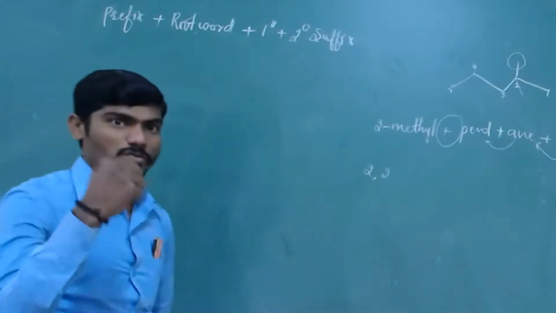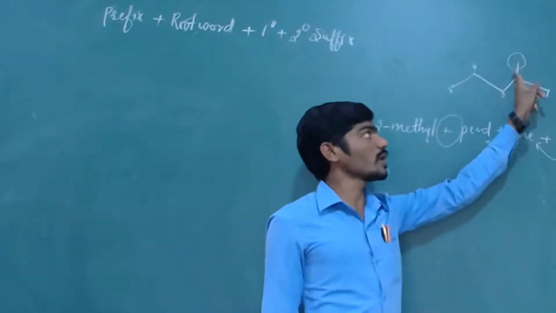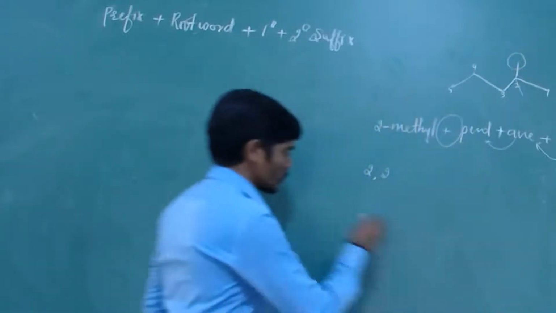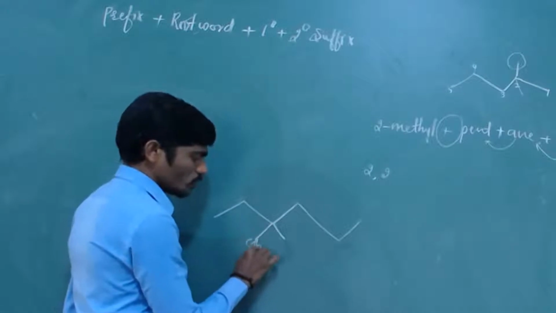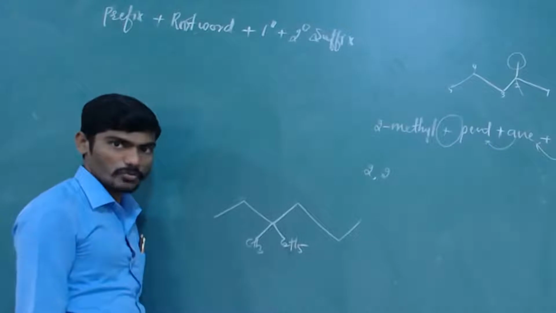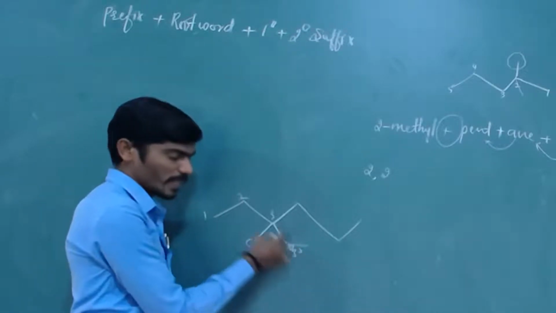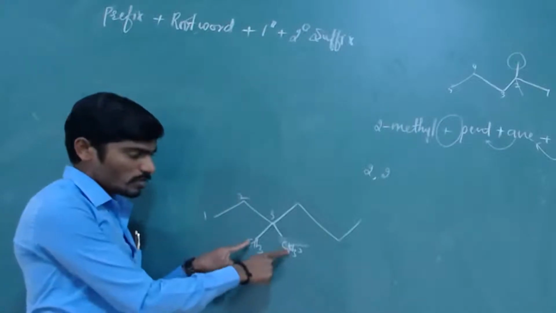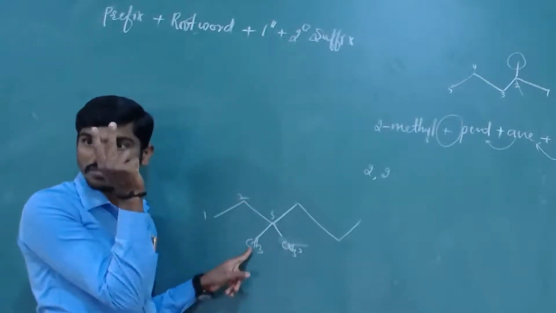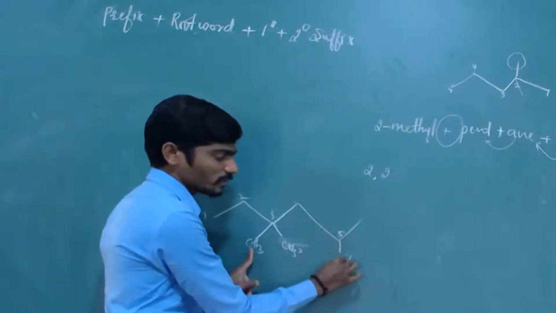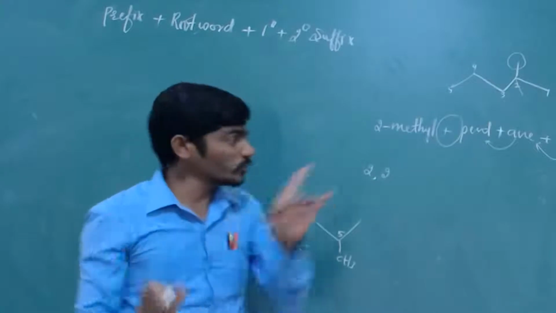Next point: if more than one similar substituent group is present, then we use the numerical prefixes. See, you have used 2,2-dimethyl. Why dimethyl? Suppose in an organic compound this is a CH3 group and this is a C2H5 group. What is the name? 1, 2, 3: 3-ethyl, 3-methyl. Correct? Suppose if this is also CH3, 3,3-dimethyl. Di means 2 methyl groups are there in the whole compound. Suppose here one more CH3 group is there: 3,3,5-trimethyl. So you use the numerical prefixes, and before that you mention the positions.